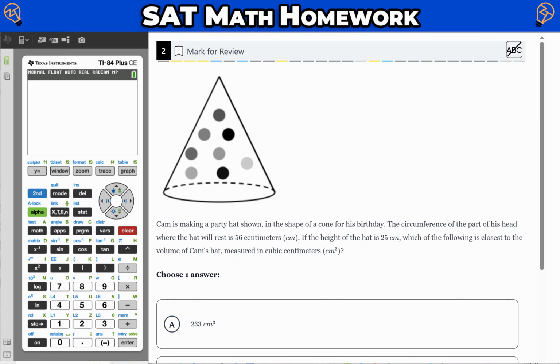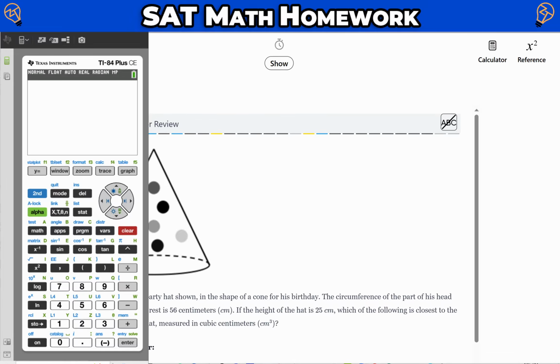So a couple things that we can observe here. One is we obviously have a cone, which we can see from the image as well as from the description. They give us the circumference, they give us the height, and they want the volume. So let's go ahead and take those two formulas, circumference and volume, both of which can be found in the upper right corner.